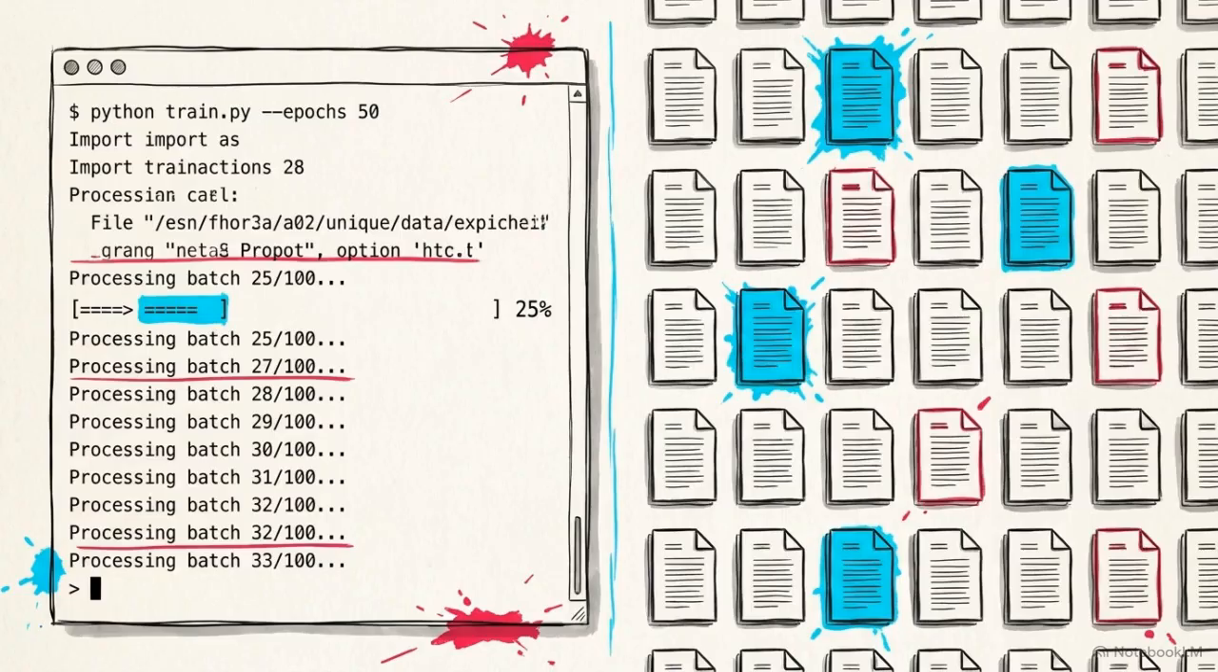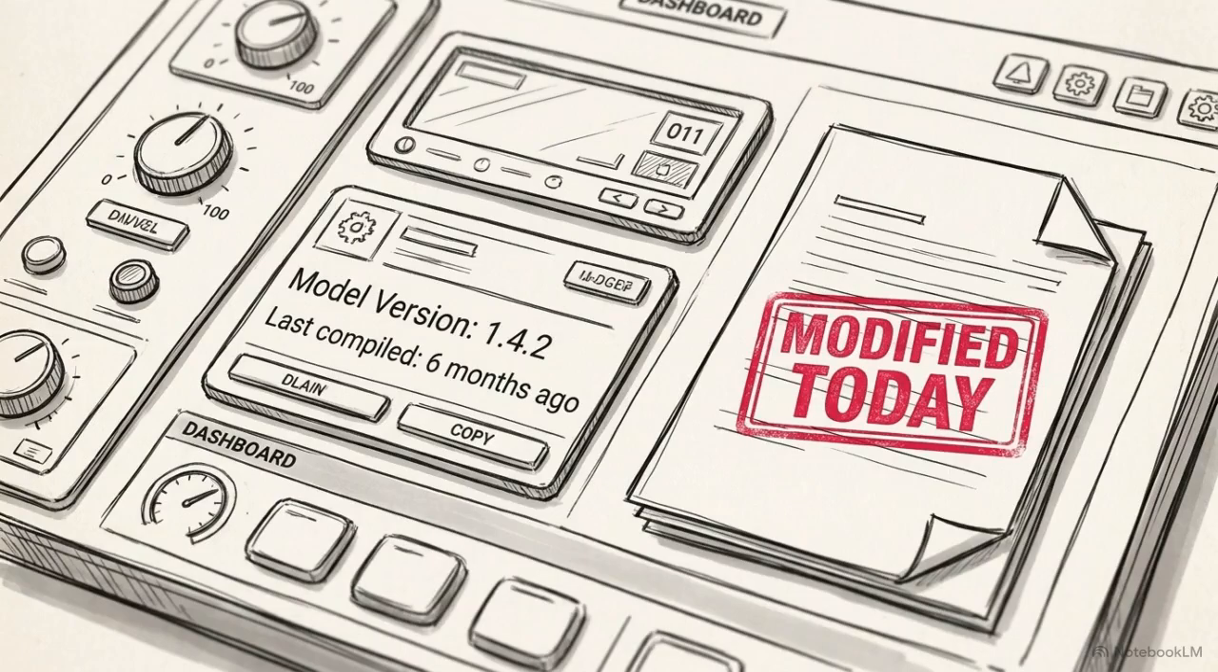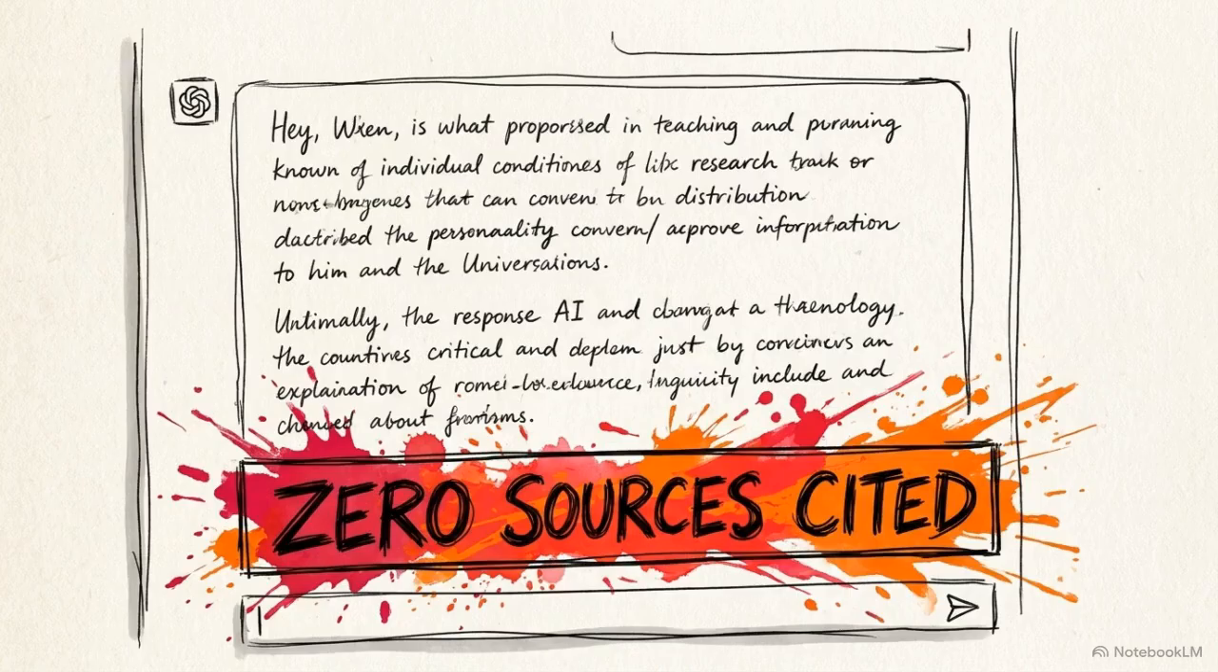The traditional fix is fine-tuning, training the AI on your internal documents. But that process can cost thousands in compute power. The model becomes stale the moment a document changes, and there is no way to trace exactly which source the AI used to generate its answer.